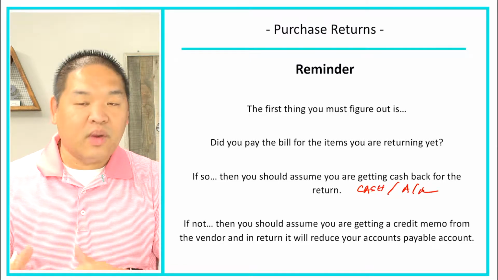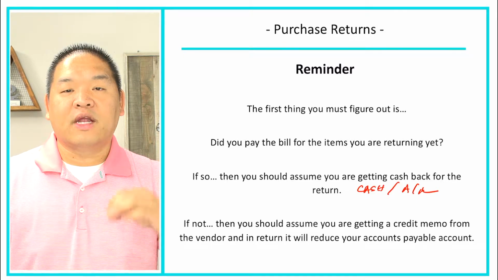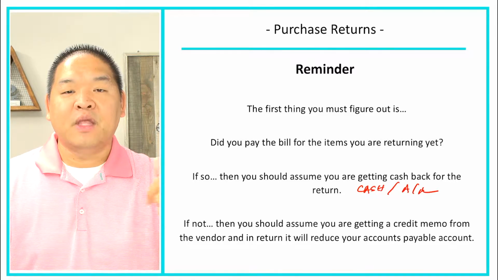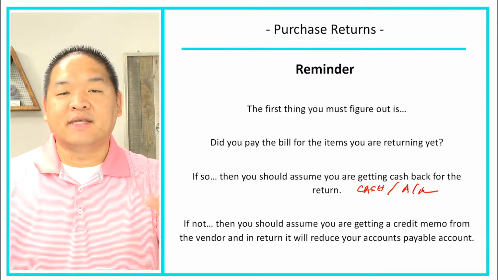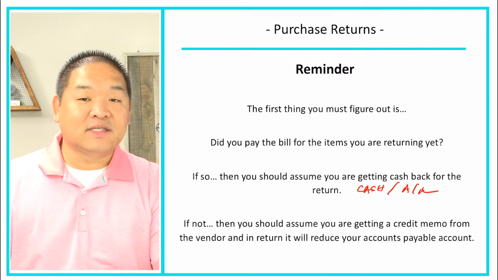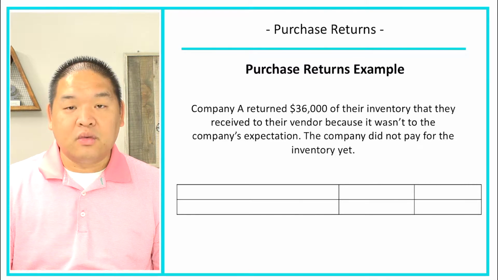So that is one way that we do it. So if you hear credit memo, it's just basically our vendor saying, hey, we're going to credit your accounts receivable on our end. And so you don't have to pay us that $1,000 because you returned that inventory. So that's the second way that this could happen. All right, so let's take a look at an example and we'll walk you through what this would look like.